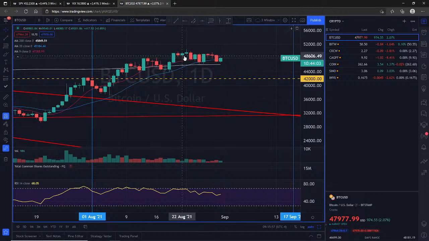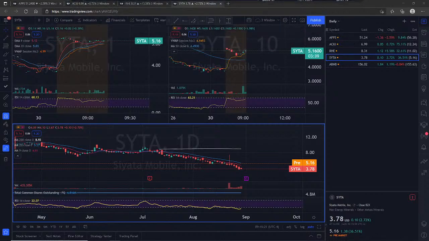Buyers came in. Now, it wouldn't surprise me to see it sell off again to close to 42,000, and then buyers would come in here and watch it move away. If it doesn't, if it breaks down below, then I would call Bitcoin bearish at that point. I wouldn't call it neutral. I would call it bearish. I don't think that's going to happen, but we'll see what happens.